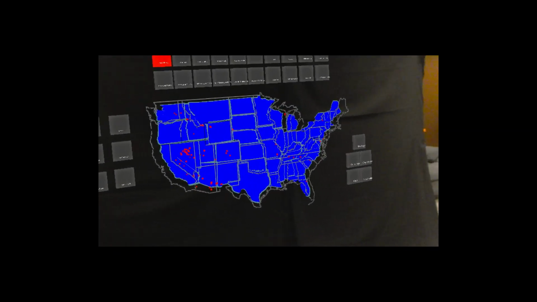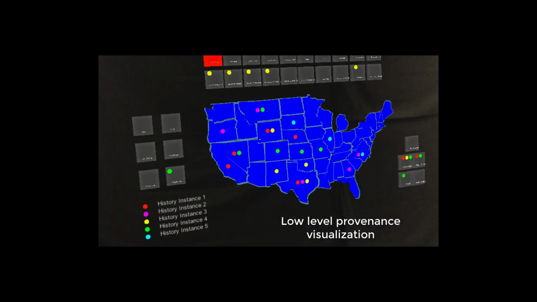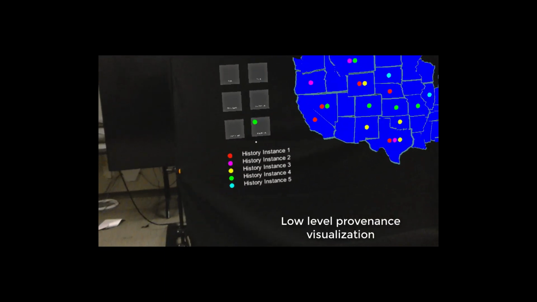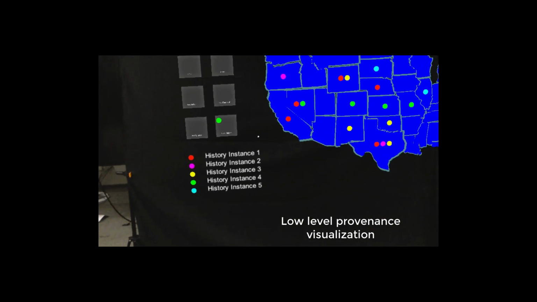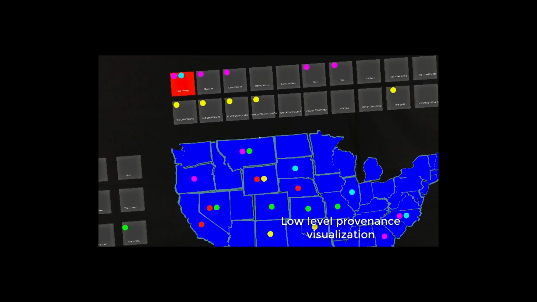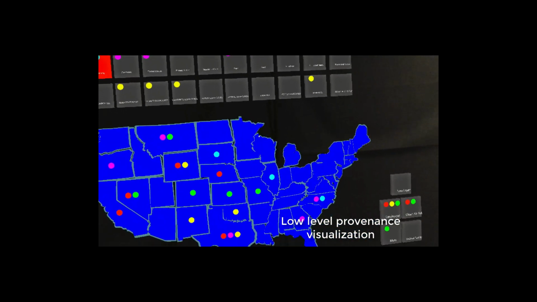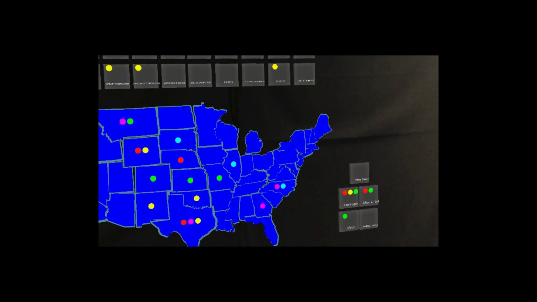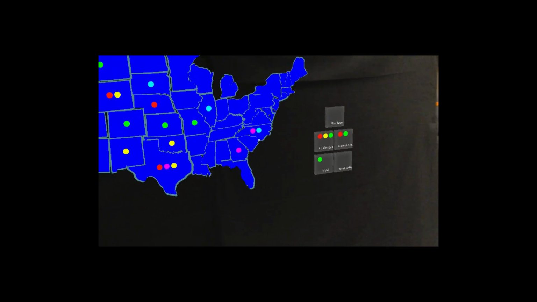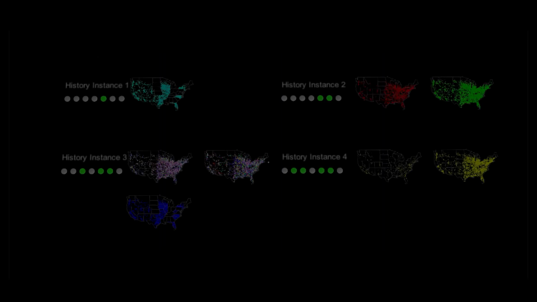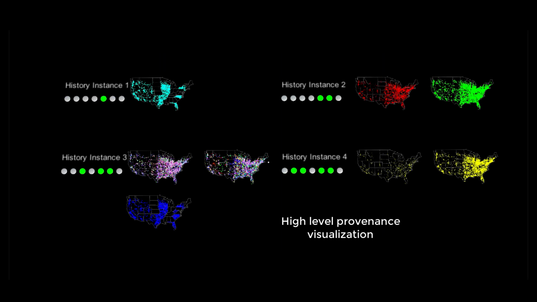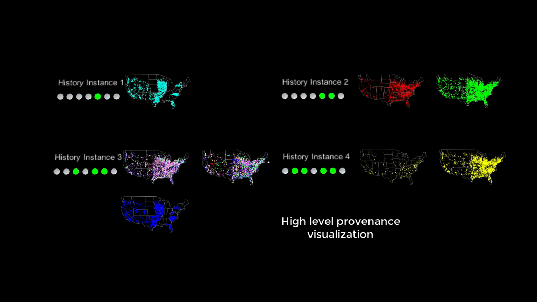After performing multiple visual analytics tasks to understand the dataset, the user can also switch to high-level or low-level provenance visualization using voice commands to understand how the analysis process has evolved and revisit the history instances in a single visualization. Here we show the low-level provenance visualization. Finally, the user can choose to view high-level provenance visualization as well.